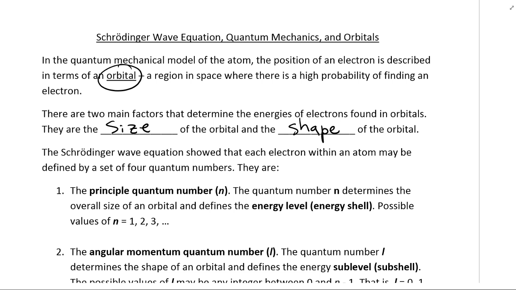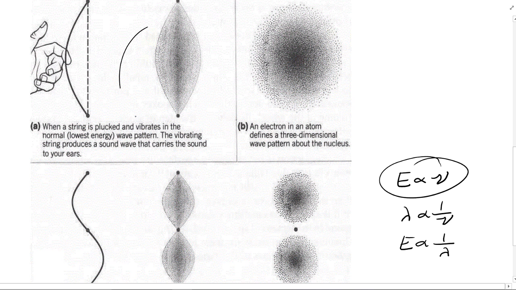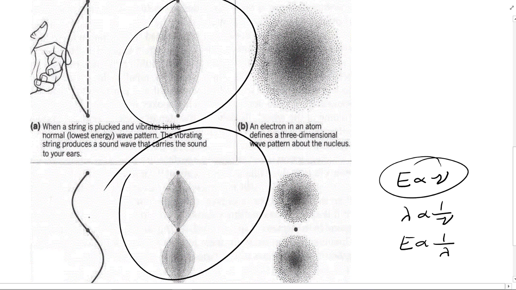So larger orbitals have more energy than smaller orbitals. And then if we go back to the diagrams we just looked at, again, which one of these here has more energy? The bottom one. So if we looked at these orbitals right here, which one of these two orbitals has more energy? Yeah, this one right here. And if we compare these two, which of these has more energy? Yeah, right here. And so then we'd say that the more complex the shape, the greater the energy.